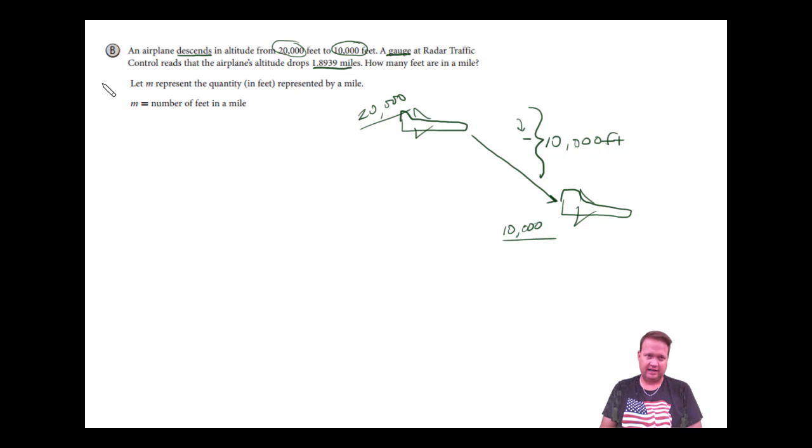And they let us know a little bit more information. They said, let M represent the quantity in feet of a mile. The real question is, how many feet are in a mile? And that is M. Well, we know we dropped 10,000 feet, so I'm going to put 10,000 feet there. If I wanted to talk about dropping 10,000 feet, I would put a negative sign there. But since I just want to know how many feet are in 1 mile, I don't think I need the negative sign. The radar at the traffic control read 1.8939 miles.